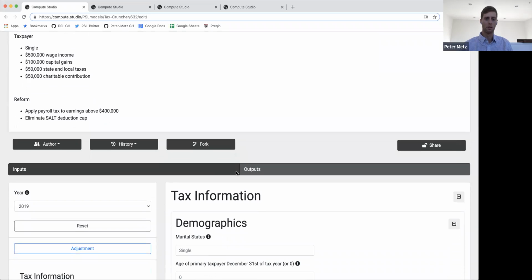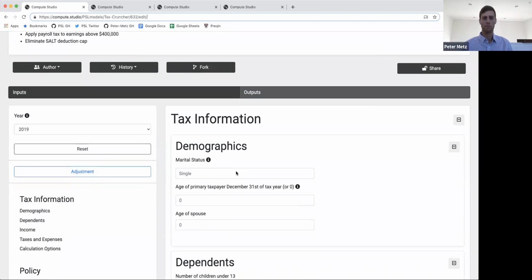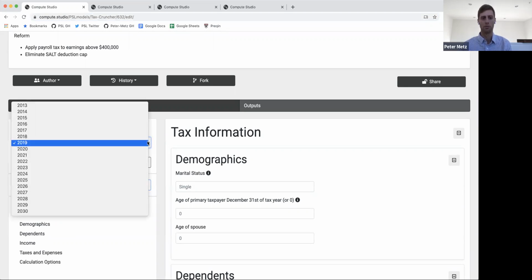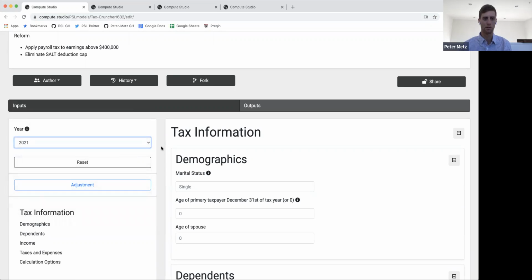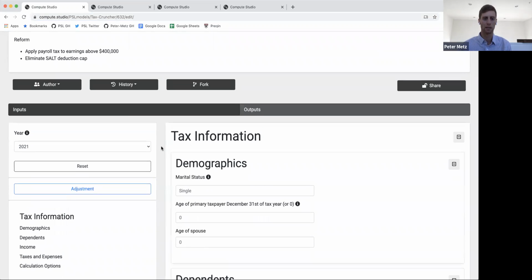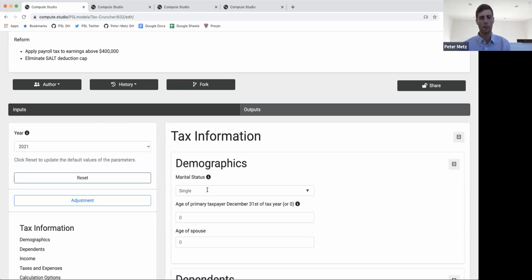So we're going to scroll down to the interface here. The very first thing we're going to want to do is choose our year. The reason that we want to do this first is because the policy parameters actually change for every year. And so we're going to want to set those parameter values to the correct values. So let's go ahead and do 2021, because that's the first year that Biden could feasibly enact his tax reform. So we're going to choose 2021 and click reset.